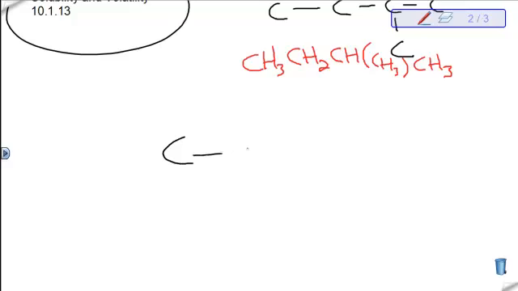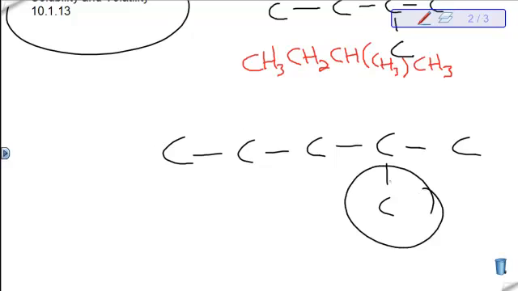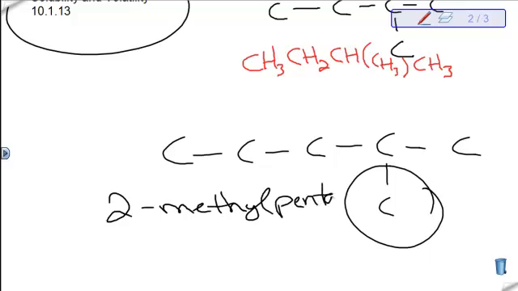Here's another one. I'll go fast. Okay, 5 carbons is the longest. Here's a branch on carbon number 2. 2-methylpentane. Do you understand? We'll pick up there tomorrow.